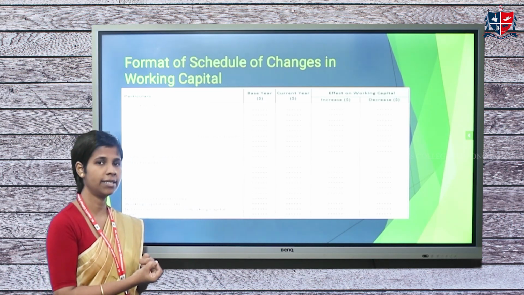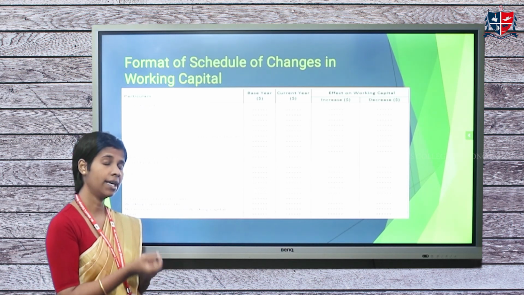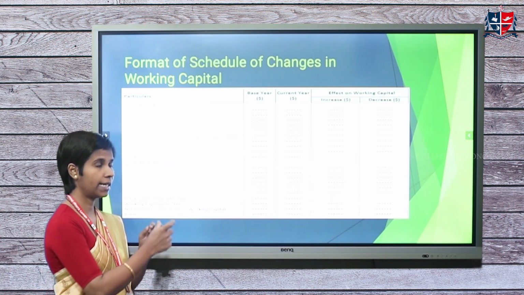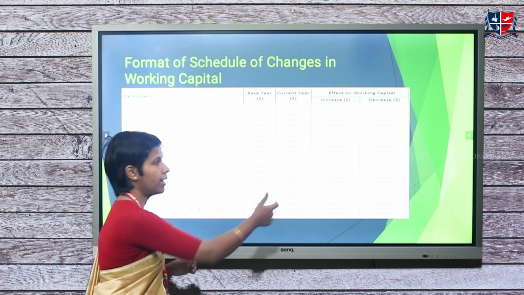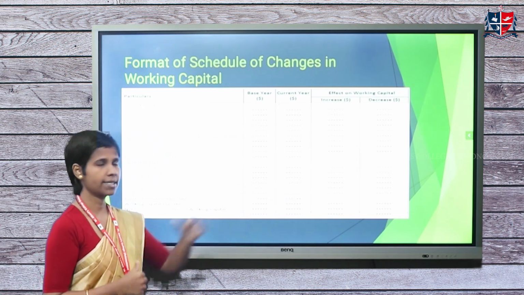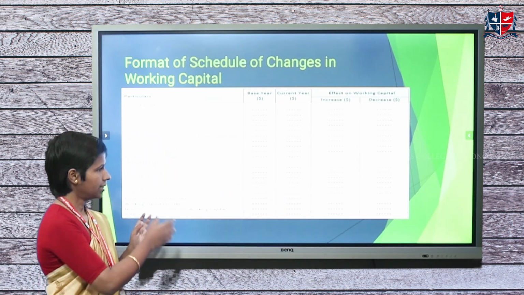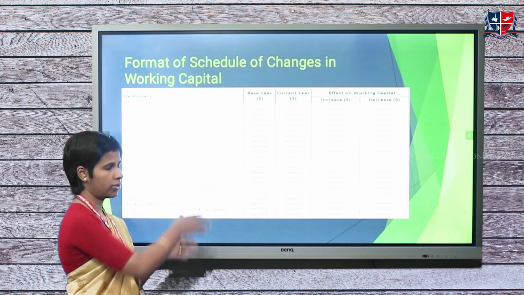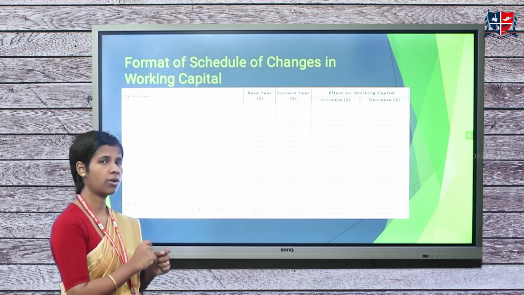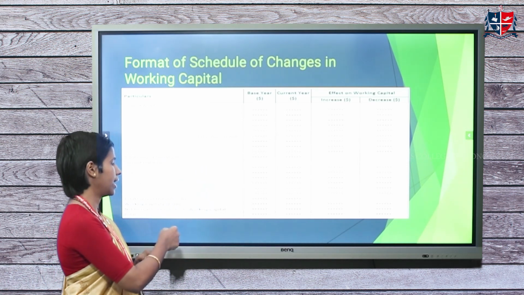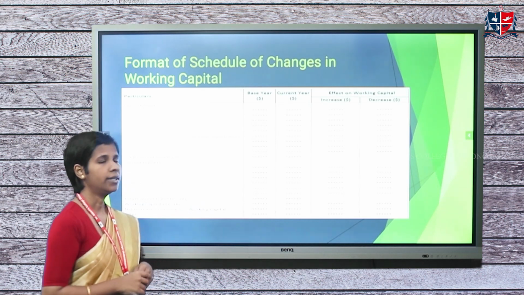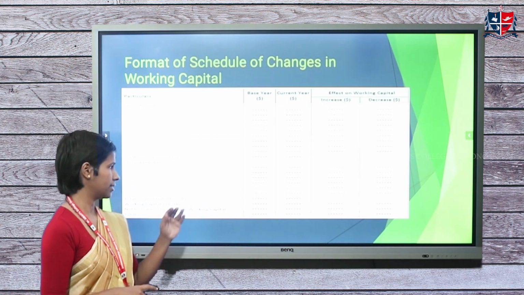An increase in current liability will decrease the working capital, so the increased figure we have to write in the decrease column. Just like that, we have to write down all the effects. Then we have to total the current liabilities also.